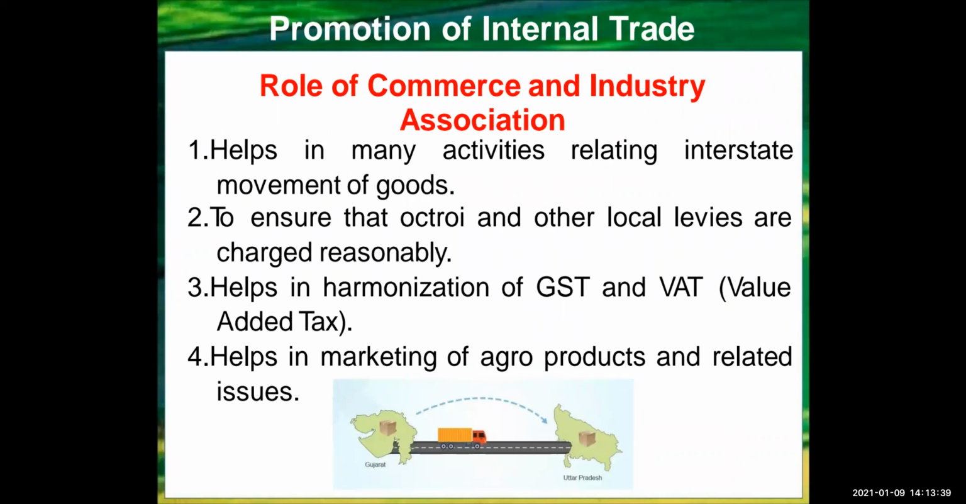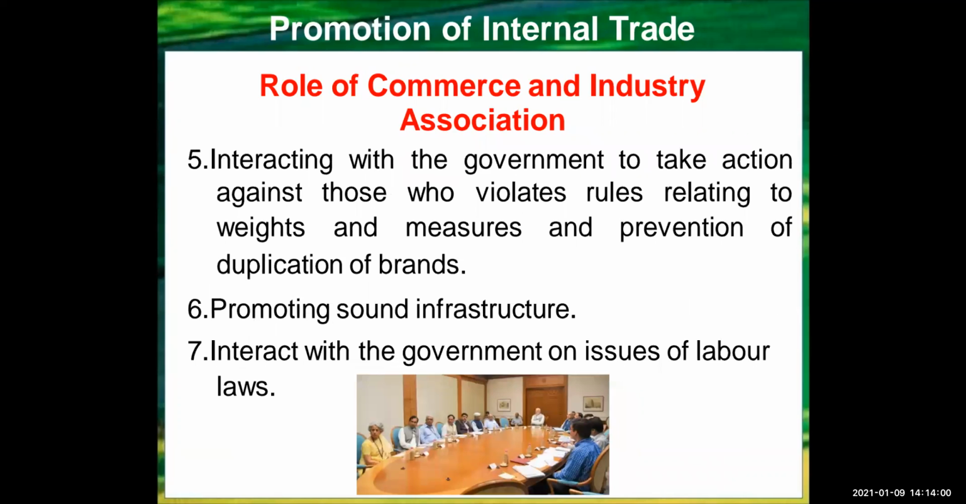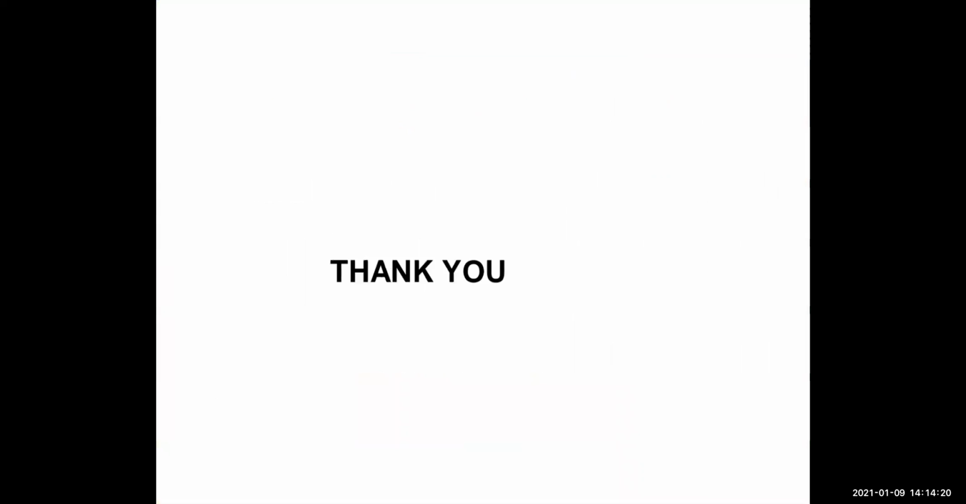Now, the role of Commerce and Industry Associations is that they help in many activities relating to interstate movement of goods. They ensure that octroi and other local services are charged reasonably. They also help in harmonization of GST and VAT, and help in marketing of agro products and related issues. They help in interacting with the government to take action against those who violate rules relating to weights and measures and prevention of duplication of brands. They also help in promoting sound infrastructure and interact with the government on issues of labor laws.